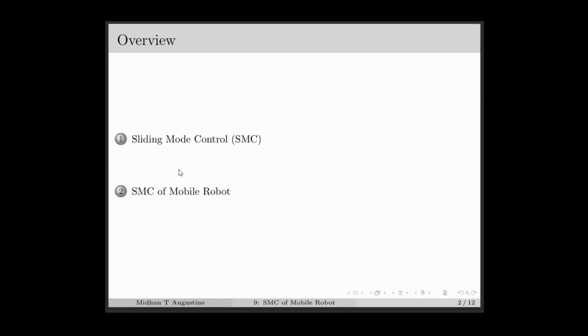Here is the overview. We start with a brief introduction to sliding mode control or SMC, which is then followed by SMC of mobile robot.